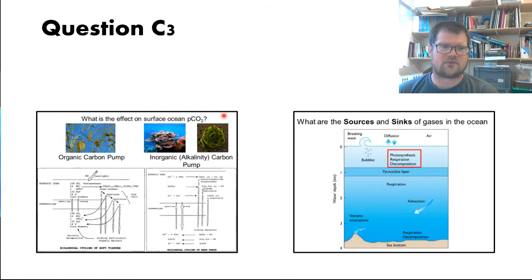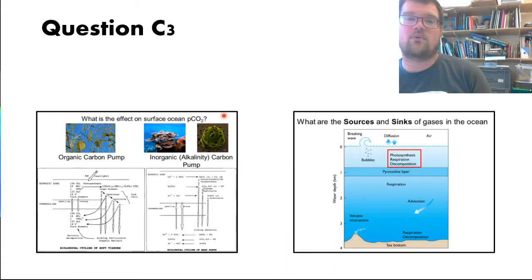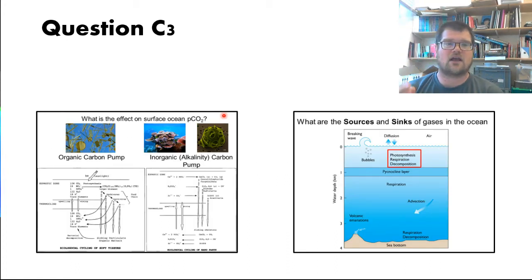Really what we're looking at here is things like the carbon pumps. These are the organic carbon pump and the inorganic carbon pump, and these are things that affect the concentration of CO2 in the surface ocean.